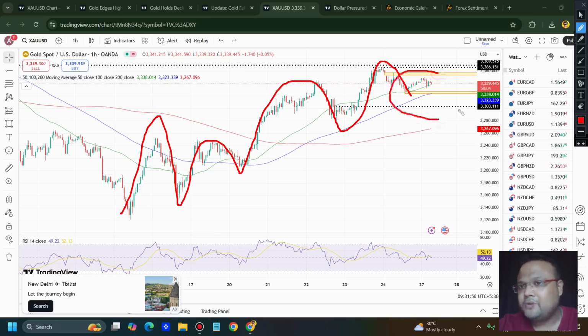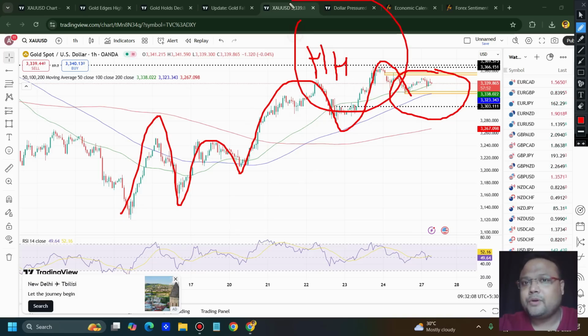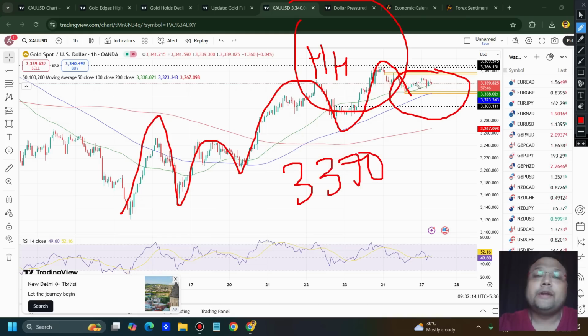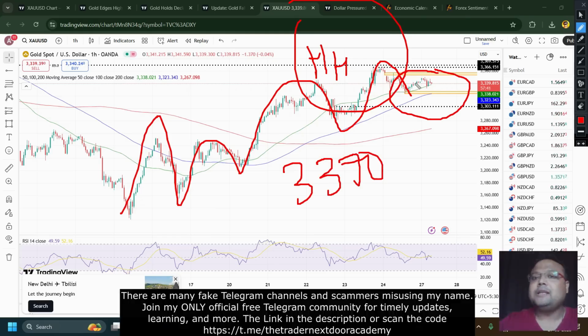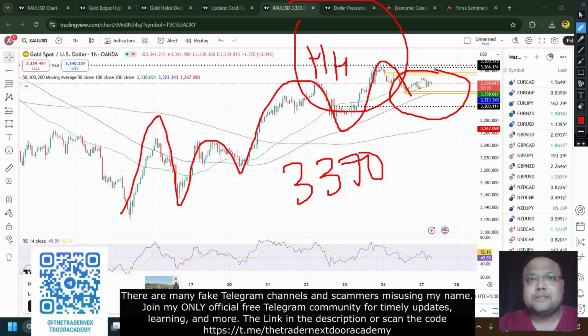But at this moment there is not much volume in the market. If volume is low, then obviously trading opportunities are almost zero. To continue the upside, it needs to form another higher high. If the market fails to form a higher high, meaning if it fails to break 3370, then we can expect a sideways market or choppy market.